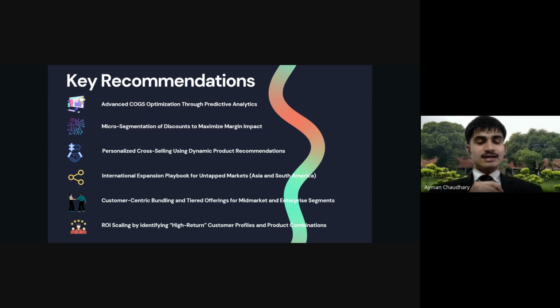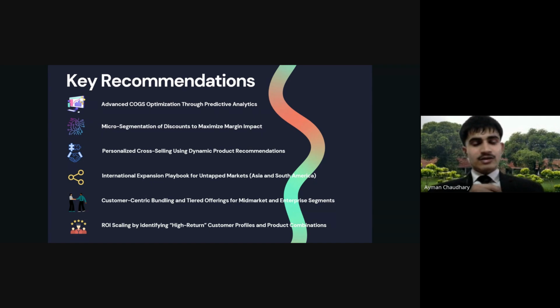So firstly, we have suggested advanced COGS optimization through predictive analysis. So we could leverage machine learning models to predict and monitor fluctuations in COGS that could identify seasonal or demand-driven cost patterns. By integrating predictive analysis into our supply chain and procurement processes, we can proactively adjust orders or negotiate supplier contracts even before costs spike.